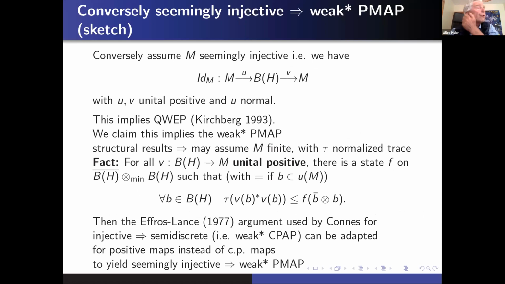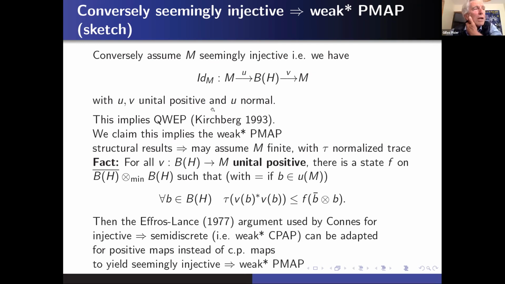Okay, so for the converse, the proof is a little bit more involved, but it turns out that fortunately the argument that works in the Connes situation or in the Choi-Effros-Lance situation actually works without assuming completely positive, but just with positive. So now we're in the situation where we assume that M is semi-injective, and we want to show that it has the weak star positive MAP or the weak star matricial positive MAP.